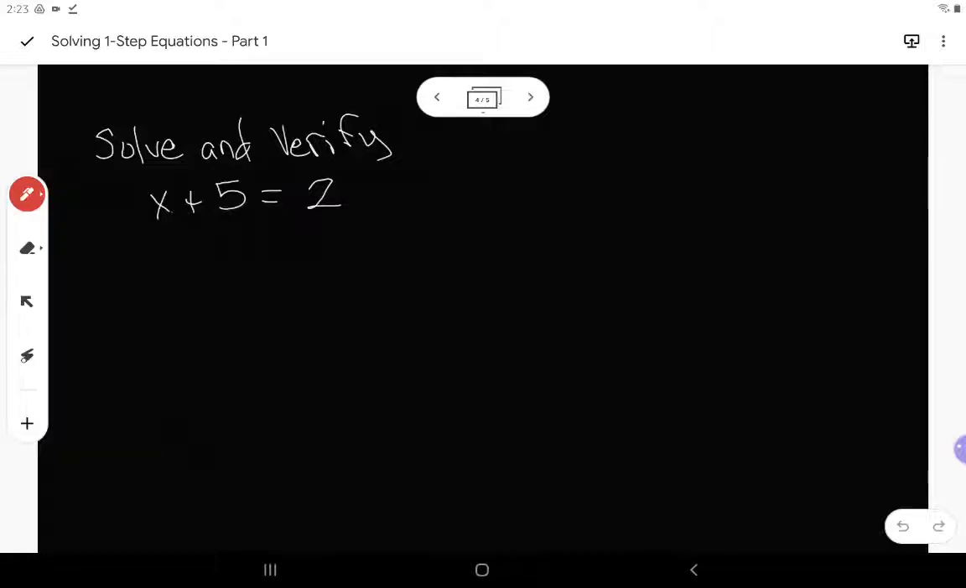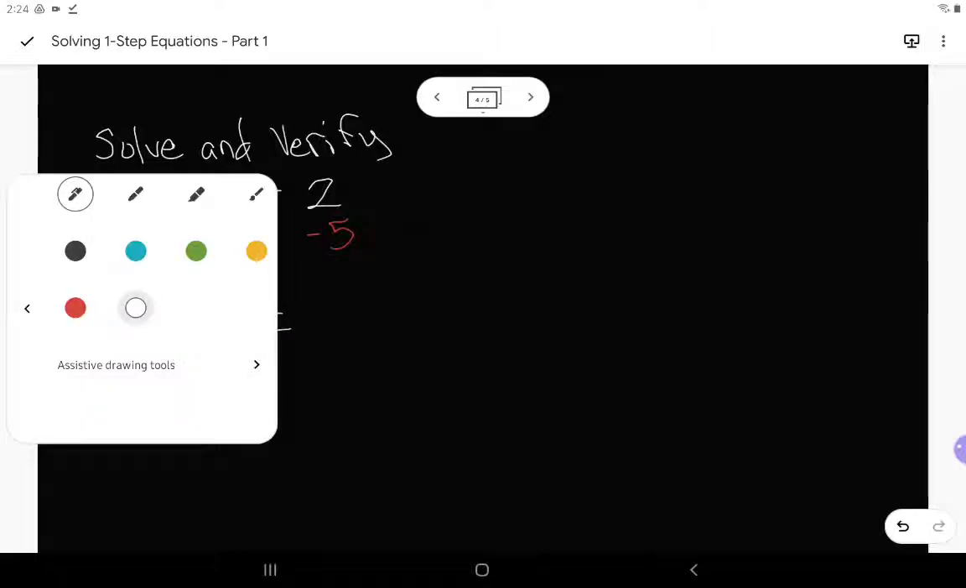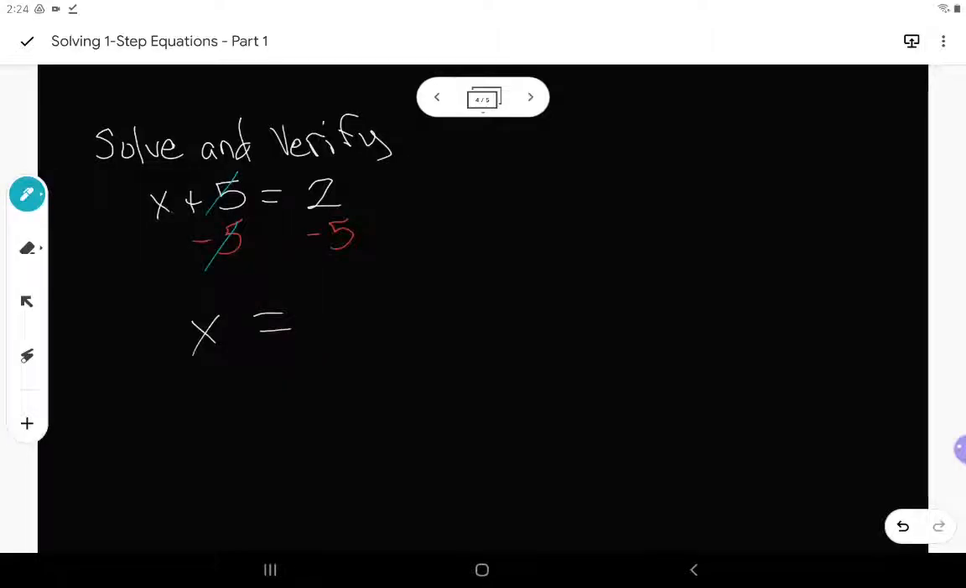Okay, x plus 5 is equal to 2. The opposite of adding 5 is subtracting 5. So I'm going to take away 5 from both sides. I'm left with x on the left, because these guys cancel, and 2 minus 5. If I had 2 and I took 5 away, I wouldn't have enough, but I would go past 0 and end up at -3. 2 minus 5 gives me that -3.